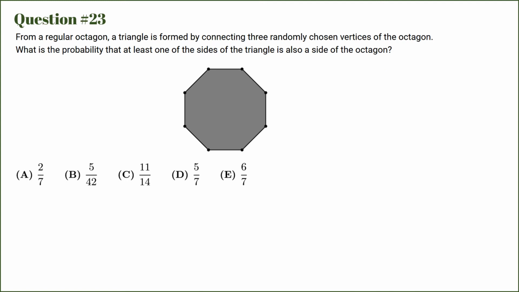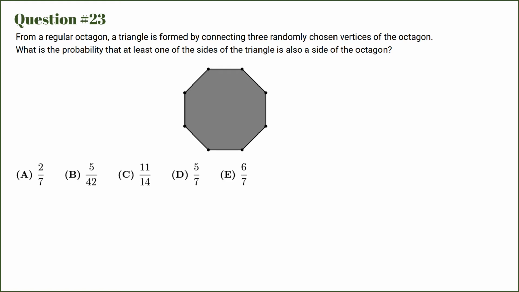Question 23 states, from a regular octagon, a triangle is formed by connecting 3 randomly chosen vertices of the octagon. What is the probability that at least one of the sides of the triangle is also a side of the octagon? So there are 2 cases here.